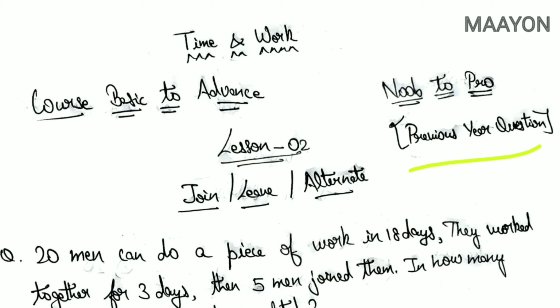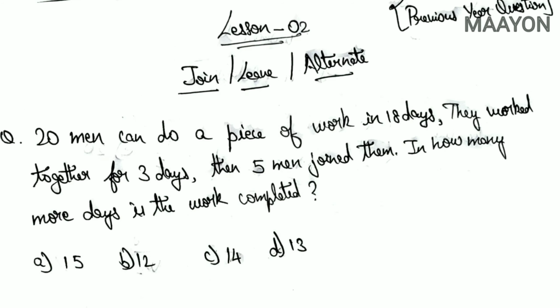And in this lesson 2, we are going to solve three models of sums in time and work. In the first model, workers join. In the second model, workers leave. In the third model, workers work in alternative days. Now let's see the first model.